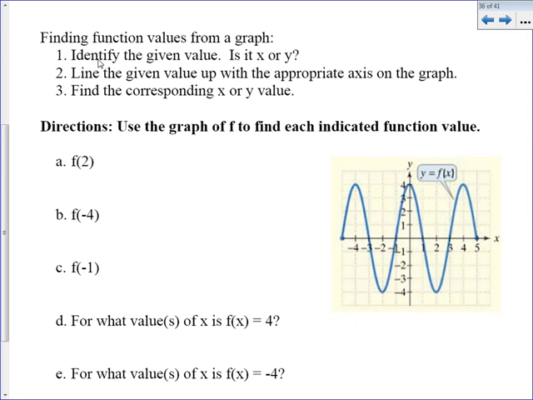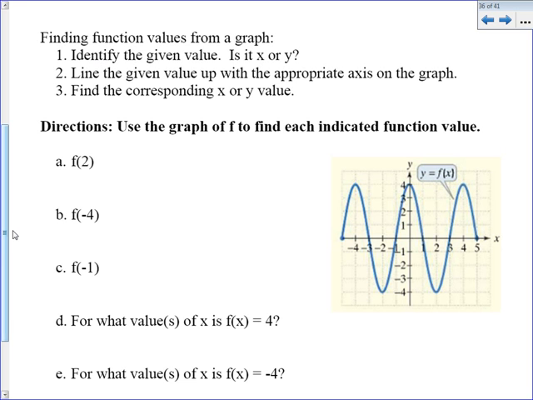So the first thing to always do when you're asked one of these questions is determine if you're given x or if you're given y. And what I find the easiest thing to do from there is to look at your graph, go on your x or y axis depending on if you have x or y, and draw a point of where that is on your graph so you can find the corresponding value.